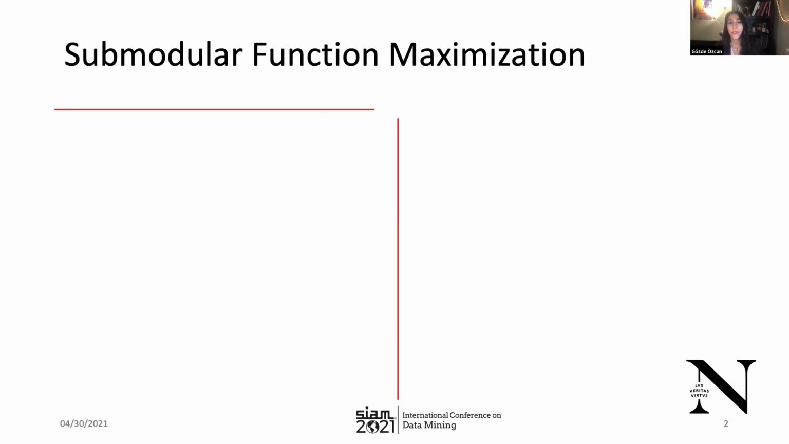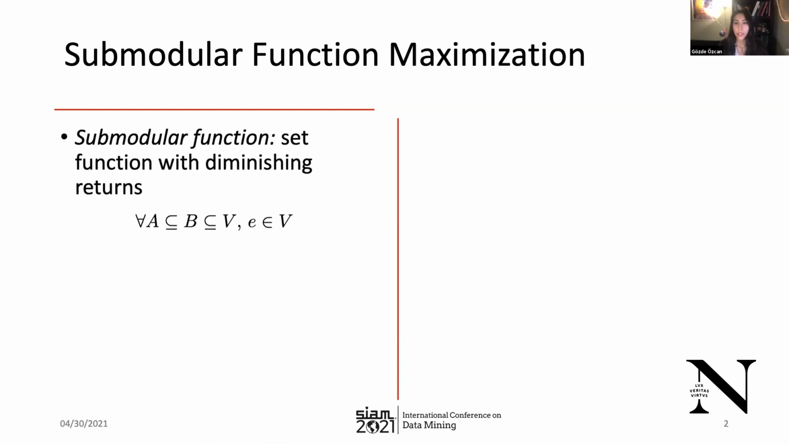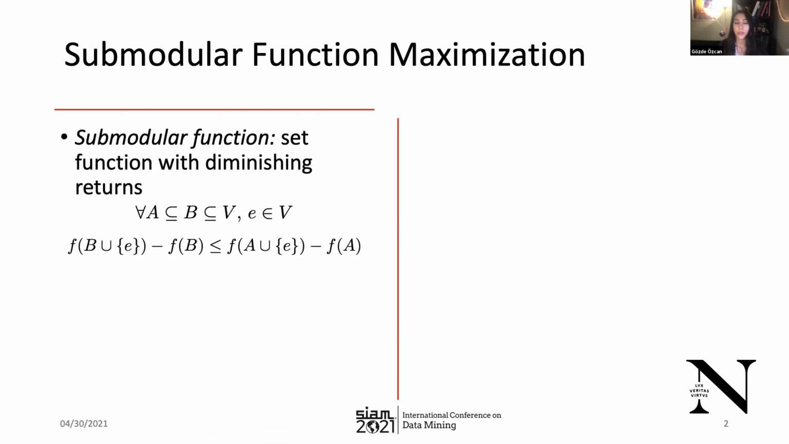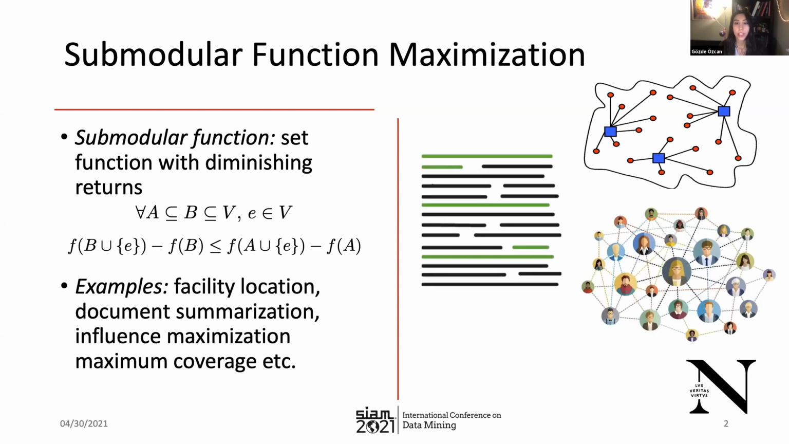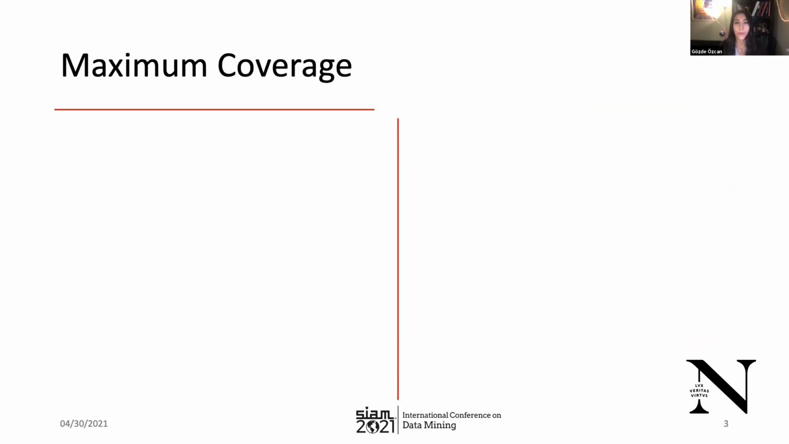In this paper, we focus on maximizing submodular functions. Submodular functions are set functions that exhibit diminishing gains property. Their maximization is a topic with theoretical consequences and far-reaching applications. Submodular maximization problems naturally arise in facility location, document summarization, influence maximization, and maximum coverage problems, to name a few.